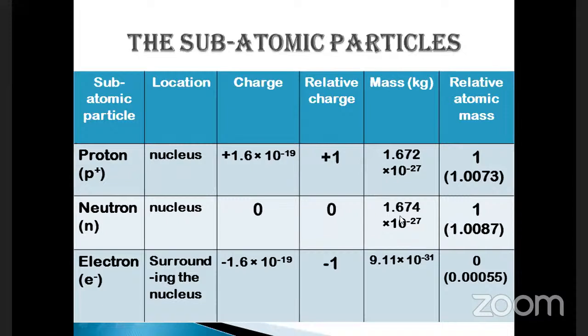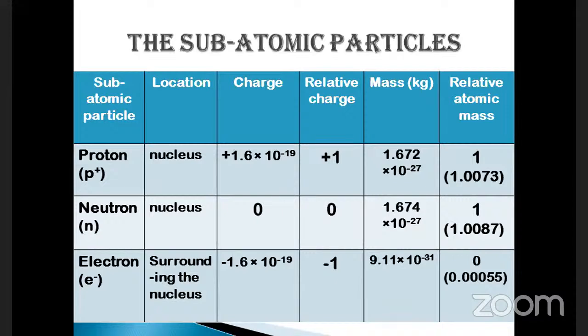You can see that the neutron is just slightly heavier than the proton. But these mass values are very small, so you can't start writing times 10 to the minus 19 every time you use them. That's why we have room for relative charges.